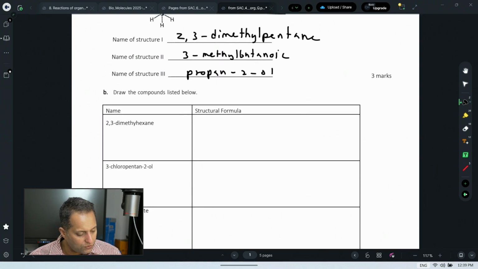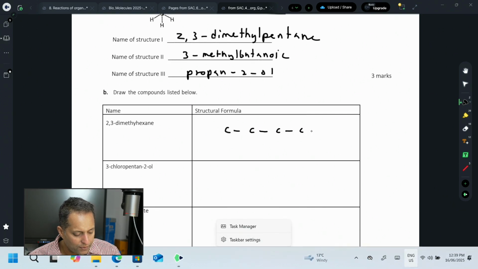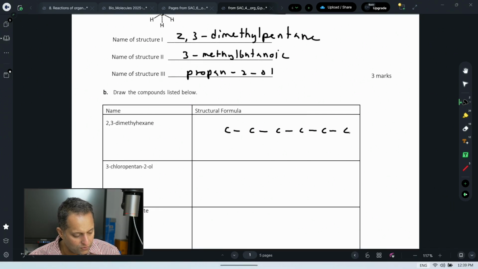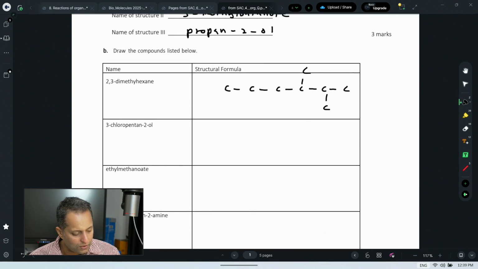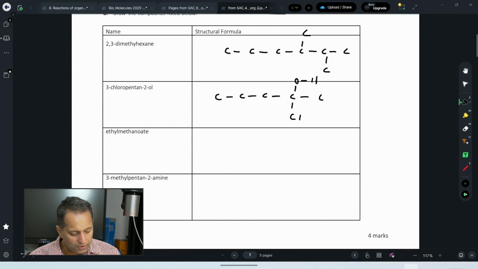Okay, now what do you need to do? Draw the structural compounds listed below. 2, 3 dimethyl hexane. So make sure you put the hydrogen, okay? Otherwise you won't get marks. 2, 3 dimethyl hexane means that. That's easy. 2 chloropentan-2-ol. That's the alcohol. Pentane is 5. 2 chloro. So 2-ol and 2 chloro. So this is chloro and this is 2-ol. And make sure you put the hydrogen.